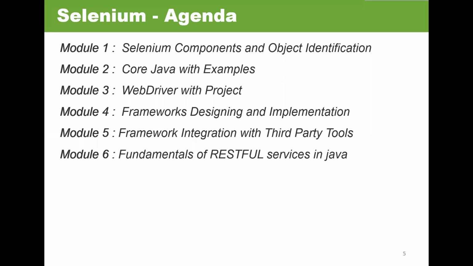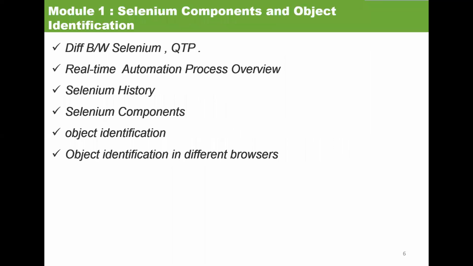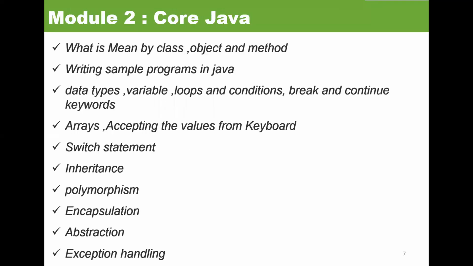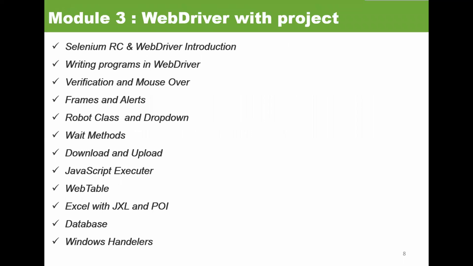API testing here. In module 1, we are discussing the difference between Selenium and QTP, and you will understand the real-time automation process, Selenium history, Selenium components, and object identification. In module 2, you will be covering the core Java basic concepts. In module 3, WebDriver, you will understand how we can write basic programs and advanced programs, I mean, developing automation scripts. How we can design basic automation scripts and how we can design advanced level automation scripts.